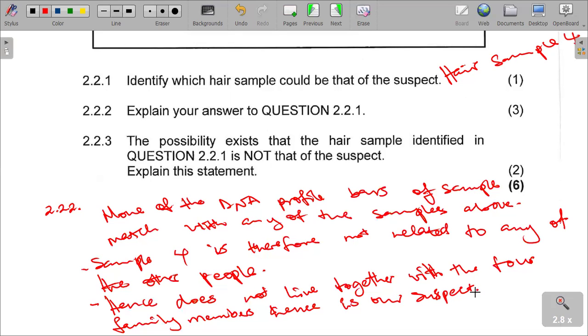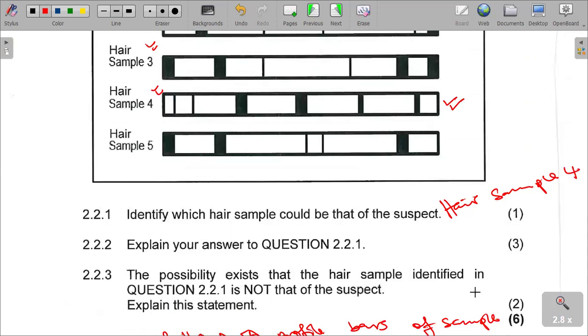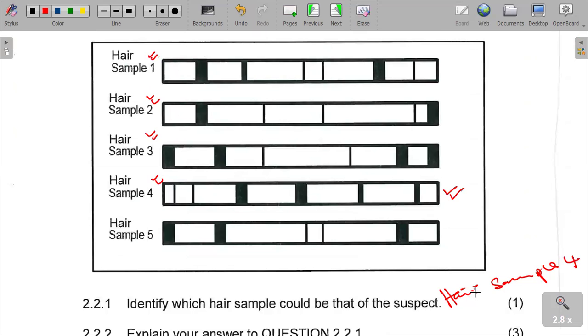So class, in questions such as these, you should not fail to get all of your marks. When you are looking at them, you can try to relate the bars. If you check sample 1, we have this bar and that bar, and this one can also match to this one to show that they are related. We can also say that this one and this one are relatives, which can mean this one can match to that.